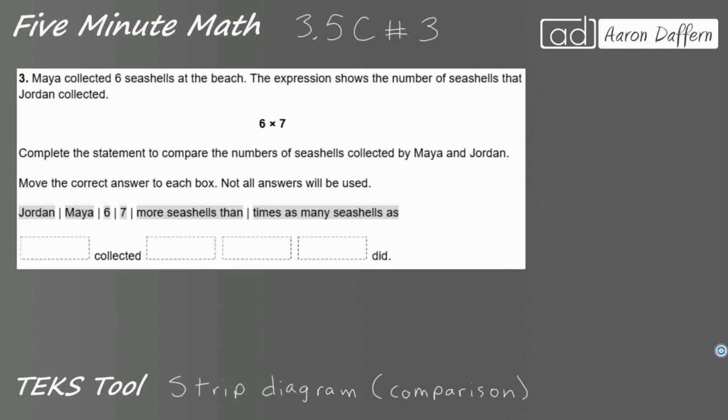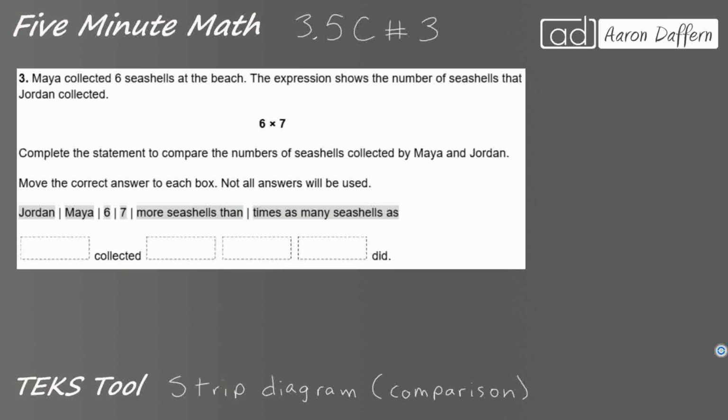Today we are looking at the TEKS tool strip diagram, specifically comparison. We are working with a problem related to TEKS 3.5c, and we'll do it in 5 minutes or less. If you haven't done so already, please go ahead and take a moment to pause the video, work this problem out on your own, unpause it, and we will look at our answers together.